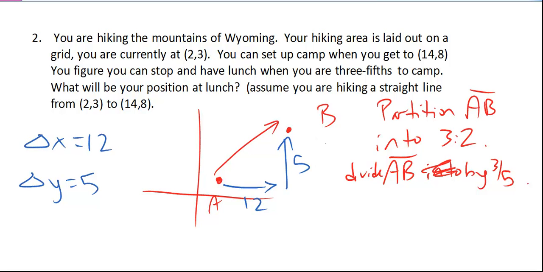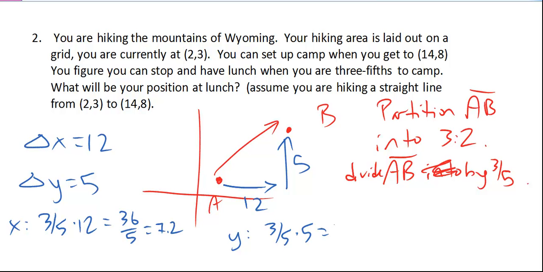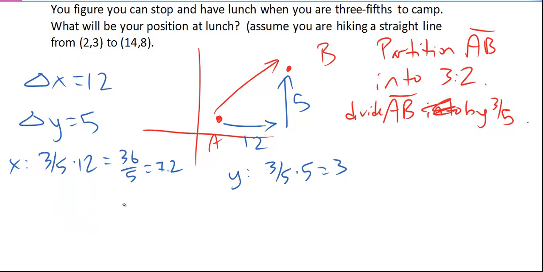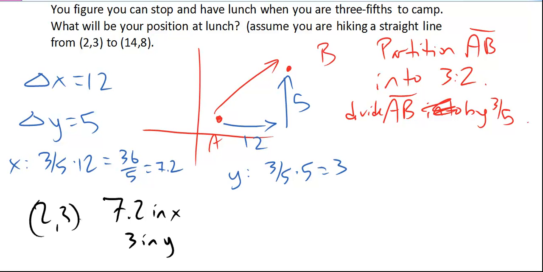Okay, so I need to go 3/5 of that way. So 3/5 of 12 is equal to 36 over 5, which is 7.2 for you decimal likers. And that's for my x. My y is 3/5 times 5, which obviously is 3. So this means that I need to travel 7.2 in the x direction and 3 in the y, and I started at 2,3, which means I'll land at 9.2, 6. That should be 3/5 of the way, and that's where we're eating lunch.